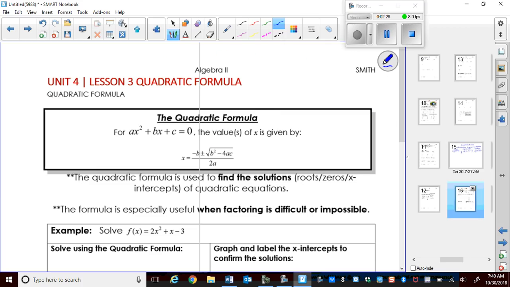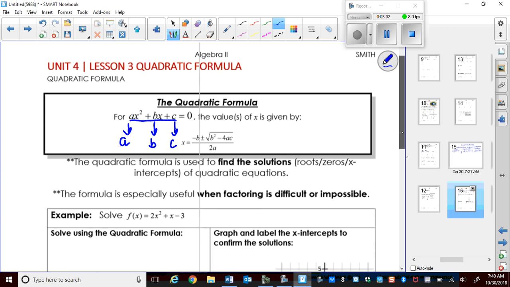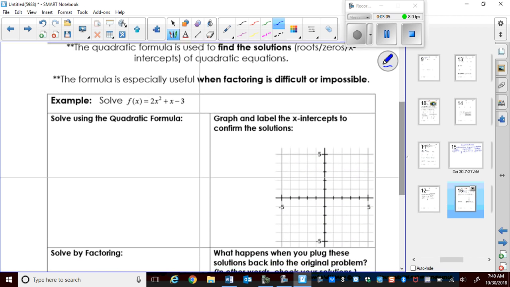So this is the quadratic formula. And the reason I went through what the quadratic looks like is it's very important that you understand that the coefficients in front of the x squared term and the x term, and the constant c, are very important because they allow us to easily find solutions if we have the formula or if we can memorize the formula. So the quadratic formula is used to find the solutions, the roots, zeros, or x-intercepts of quadratic equations.